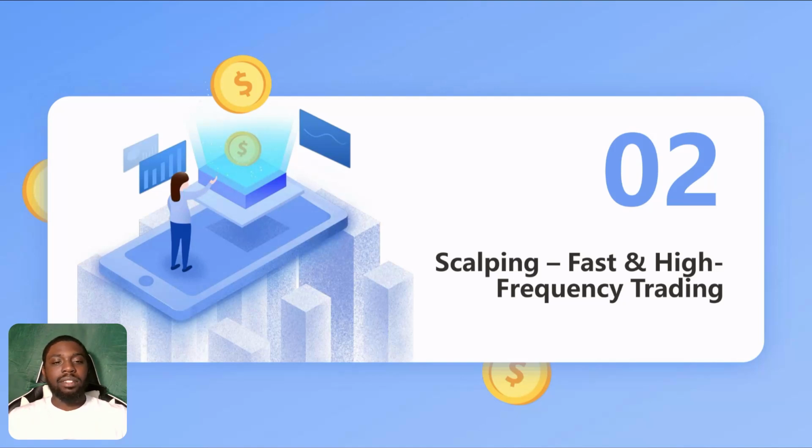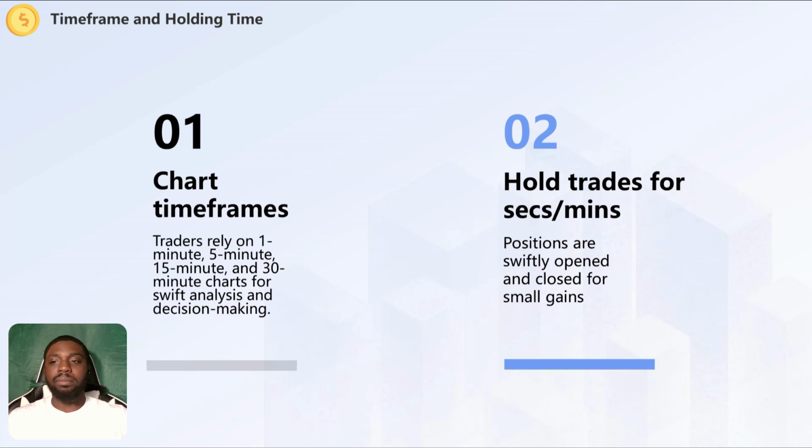Scalping, fast and high frequency trading. Time frame and holding time. So the chart time frame for this will be to rely on the 1 minute, the 5 minute, the 15 minute, and the 30 minute charts for swift analysis and decision making. Hold trades for seconds or minutes. So positions are swiftly opened and closed for small gains. So this is with scalping and high frequency trading.